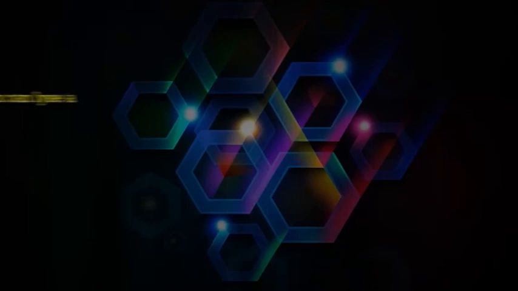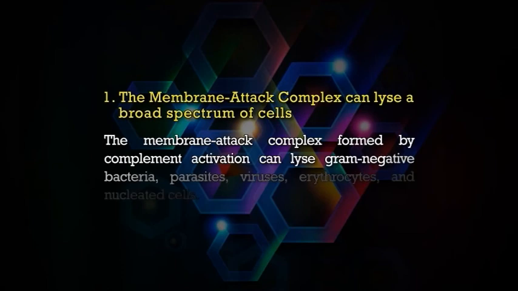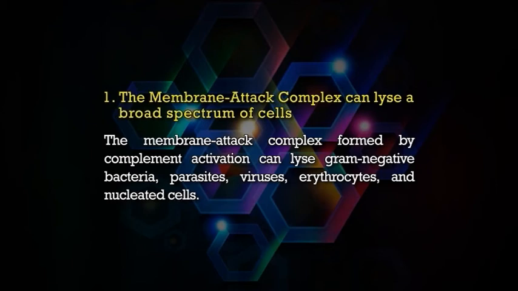Many of the biological activities of the complement system depend on the binding of the complement fragments to complement receptors, which are expressed by various cells. In addition, some complement receptors play an important role in regulating complement activity by binding biologically active complement components and degrading them into inactive products. The membrane attack complex can lyse a broad spectrum of cells. The membrane attack complex formed by complement activation can lyse gram-negative bacteria, parasites, viruses, erythrocytes, and nucleated cells.